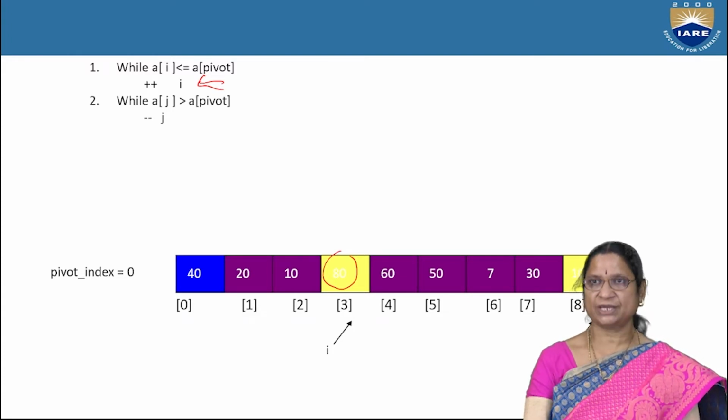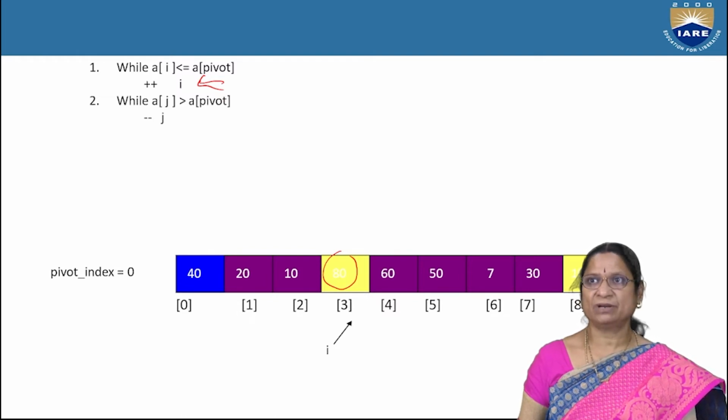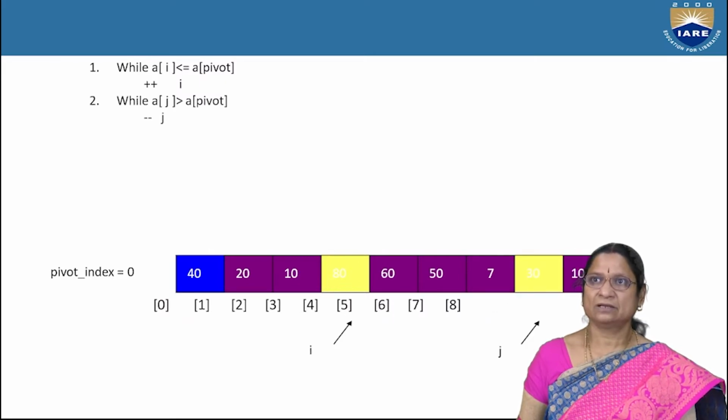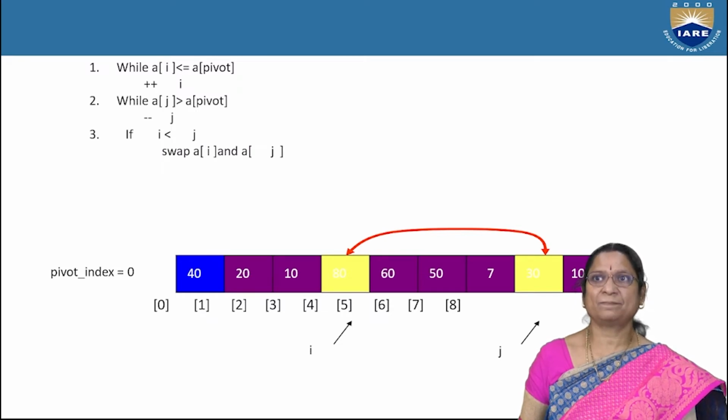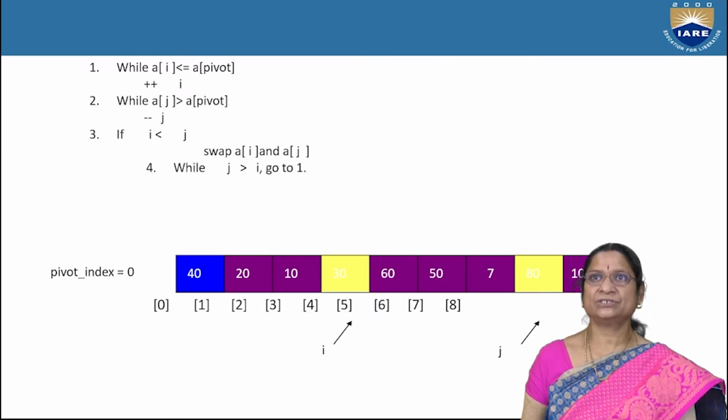Similarly, moving to j, the values are checked, and as long as the value is greater than the pivot, j is decremented. 100 is greater than 40, so decremented. Now j shows 30, so it stops, and then we interchange, swapping. 80 and 30 are going to be interchanged. Then 30 is at the ith position and 80 at the jth position. So when it is interchanged, we start processing again.